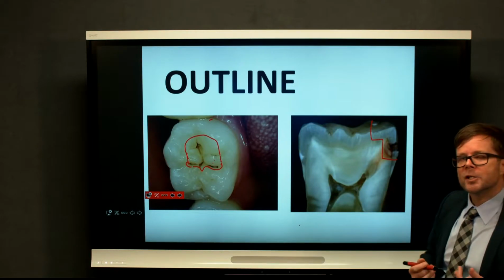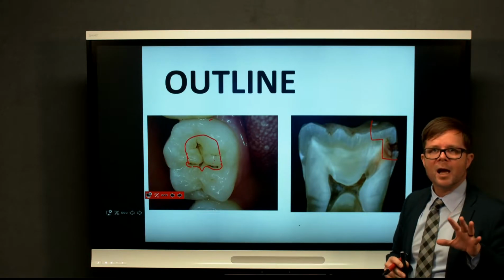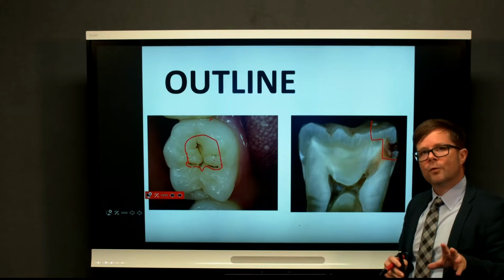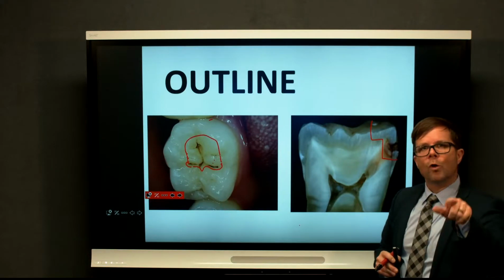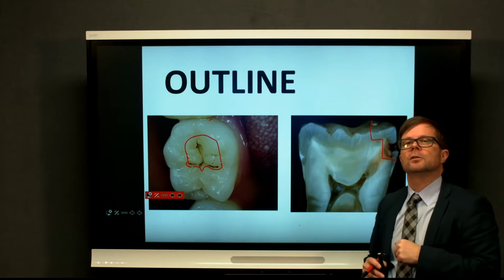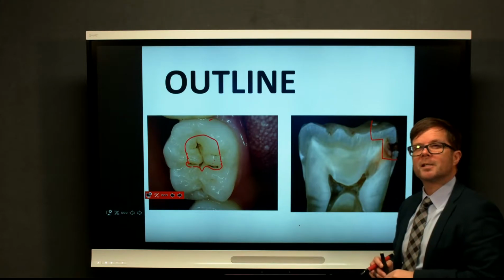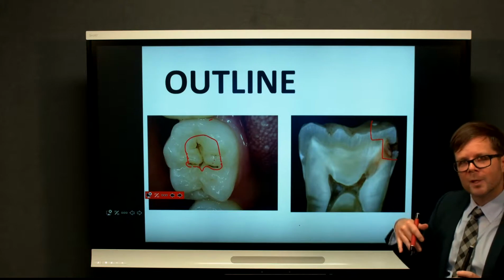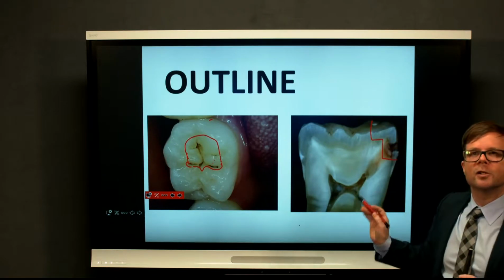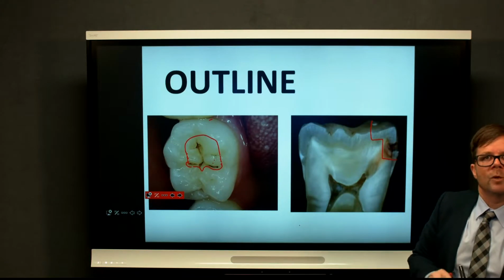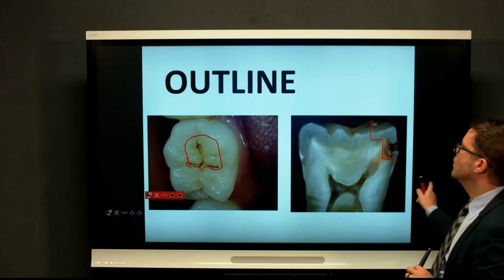And in the simulation activities, you may actually be asked to draw, before you start cutting into a tooth, what your outline form is going to look like. So remember that. What is the shape from the occlusal or in cross-section on the tooth going to look like? What are the outline or the borders of your cavity?